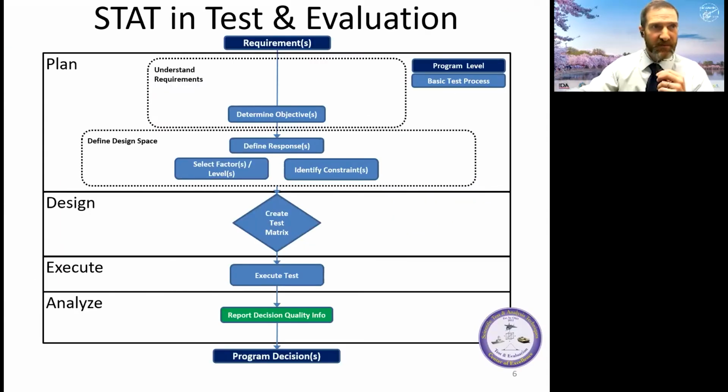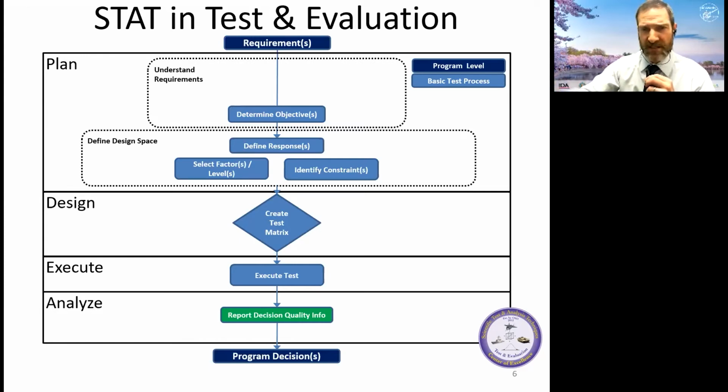So this is from the StatCOE. We call this the STAT process. It's just a variation on the scientific method or test process. We can talk all day on this, so I'm going to go very quickly. Just to mention, we start at the top with requirements, and we end at the bottom with some sort of program decision. And those two things are typically outside the purview of the test planners. All right, we don't write the requirements, we don't make the decision, but we do all the sausage making in between.